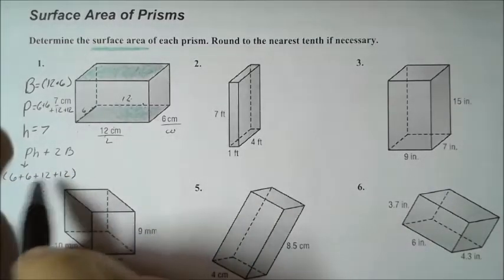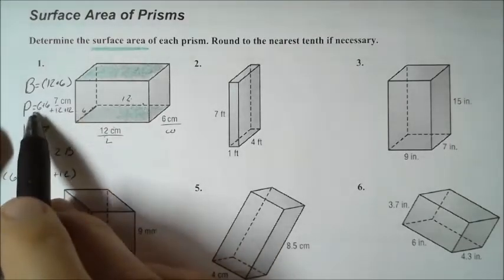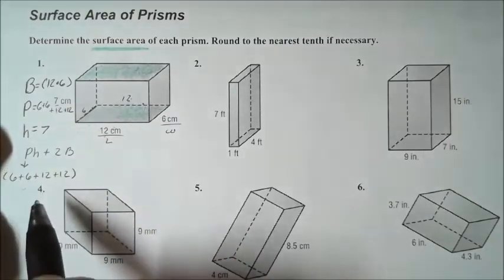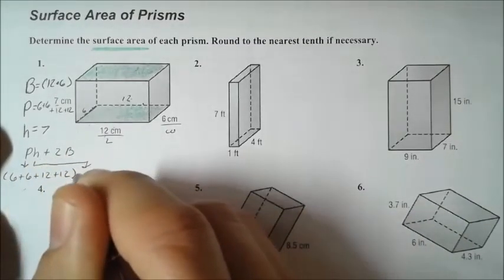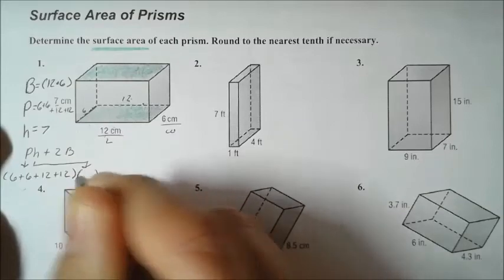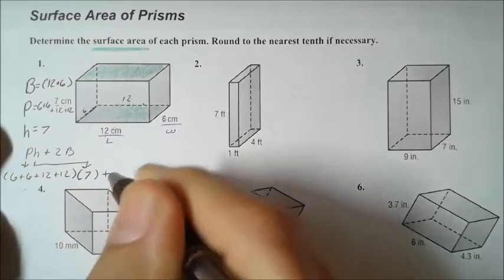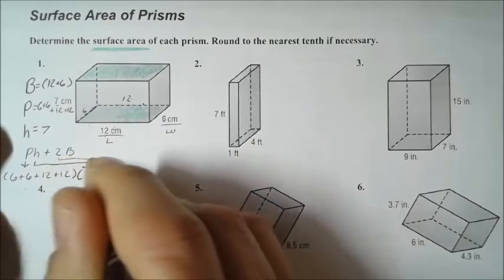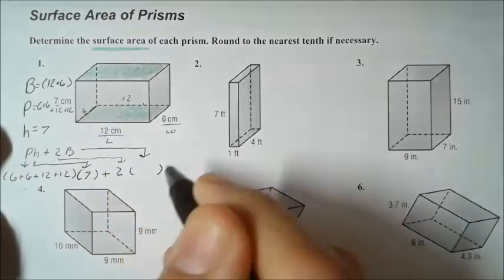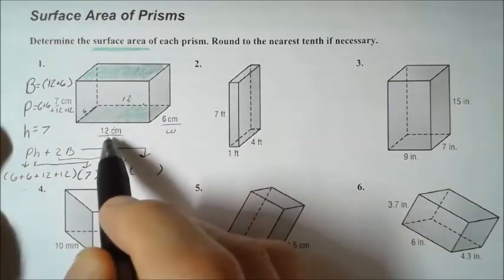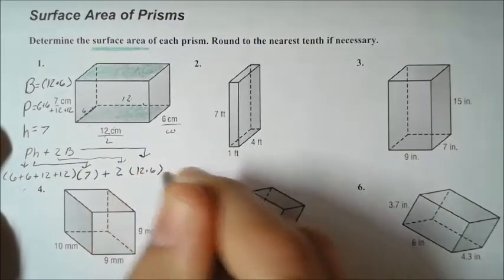Now you can add all those up separately if you want to, but I figure if I'm going to add them anyways, I'll just write it out and add it when I put it in the calculator. So that's my P. Now I just need to put my H, which is my height, because we're going to multiply the perimeter of the base by the height. And that's 7. Then we're going to add it to 2 times, there's my 2, the big B, which is the area of the base. And the area of the base is 12 times 6, because remember, we have length times width. So that's going to be 2 times 12 times 6.